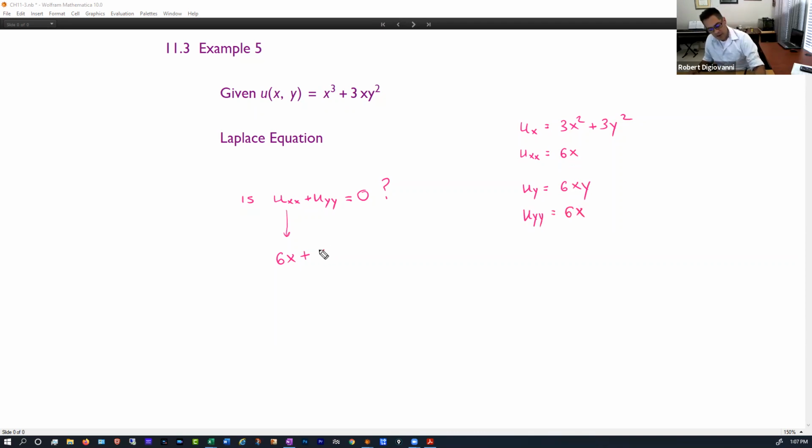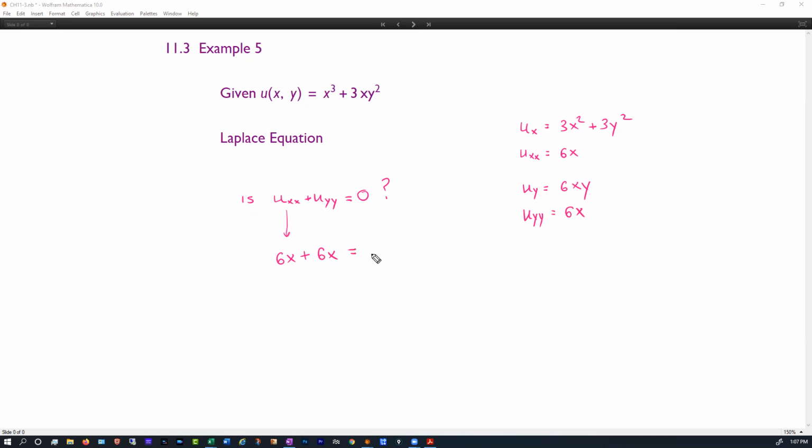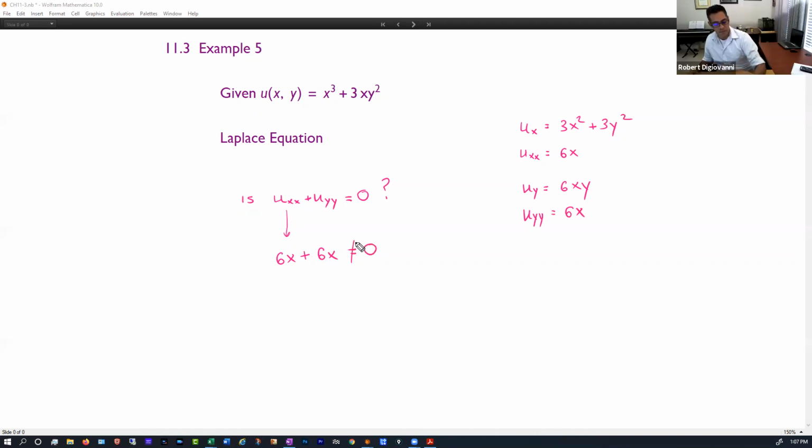But does it satisfy the equation? No, right? Not in general. Of course, if x is 0, then this would be true. But it would need to hold for all values. So this in general is not true. All right?